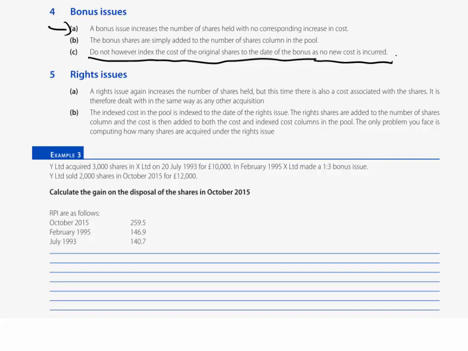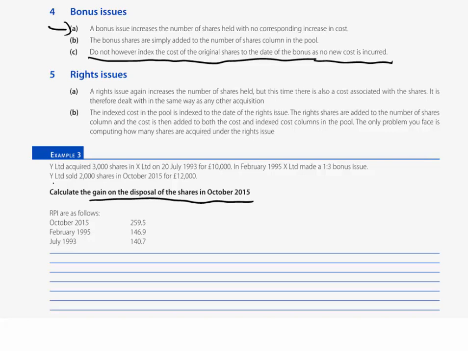Because, of course, there is cost, that means that prior to dealing with that acquisition, you must re-index the indexed cost column figure, your pool value on your index cost. Right, let's have a little look, therefore, at how we deal with this. Firstly, with example 3, where we've got calculate the gain on the disposal of the shares in October 2015. Remember, we would be asked to either compute this individually or it'd be part of a corporate tax computation for whatever accounting period ended, of which October 15 would be included.